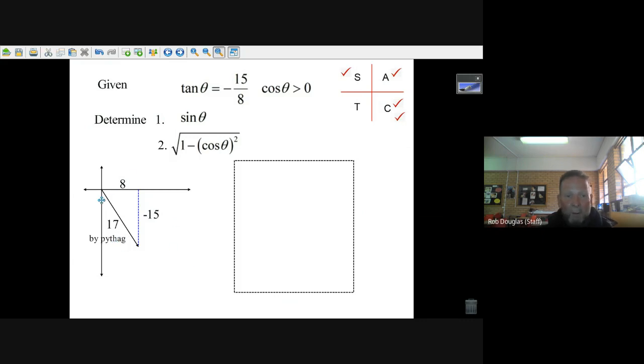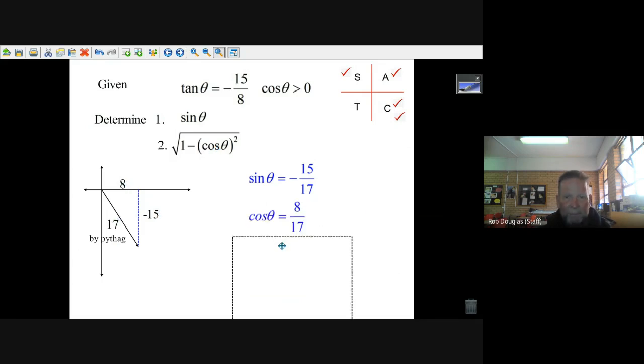Now that we know the whole thing, it's easy using SOHCAHTOA here, just knowing what sine is. Opposite over hypotenuse, the sine of theta must be equal to minus 15 over 17. The cosine of theta, we're going to need to know to be able to work out what this is. The cosine of theta is 8 over 17, and it's positive.